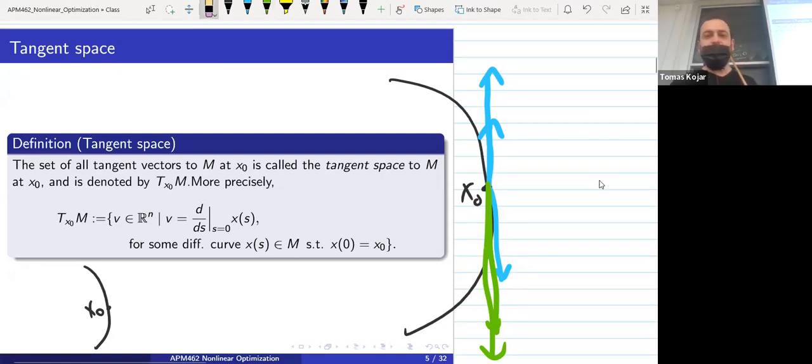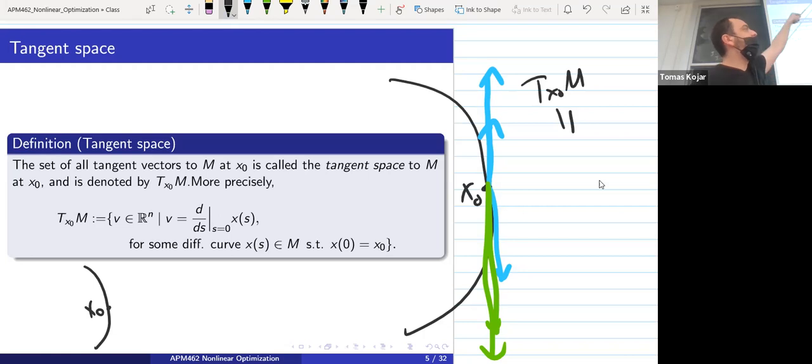Any guesses what this space is equal to for this example? Like this collection of vectors, what do you think they are? Huh? Sorry, what? No, it's just to realign.